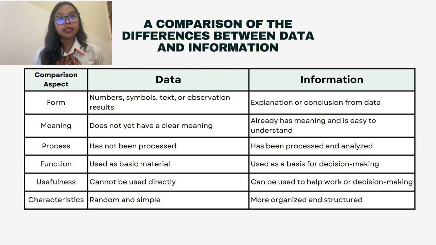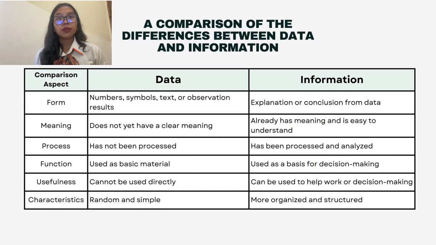Comparison aspect process: data has not been processed, and information has been processed and analyzed. Comparison aspect function: data is used as basic material, and information is used as a basis for decision making. Comparison aspect usefulness: data cannot be used directly, and information can be used to help work or decision making.